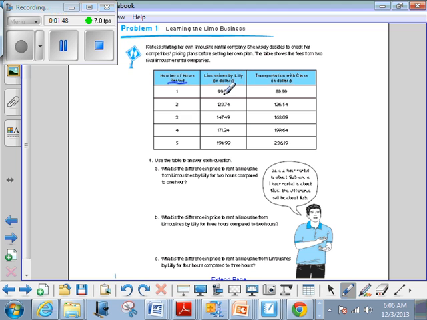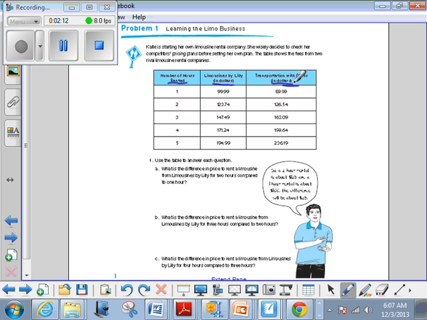Our limousines by Lily in dollars, that's your cost for rent there. And then transportation with class, and that's also measured in dollars as well. So compare those prices. Does one look better than the other? And for what times, how many hours rented, does which one look the best?